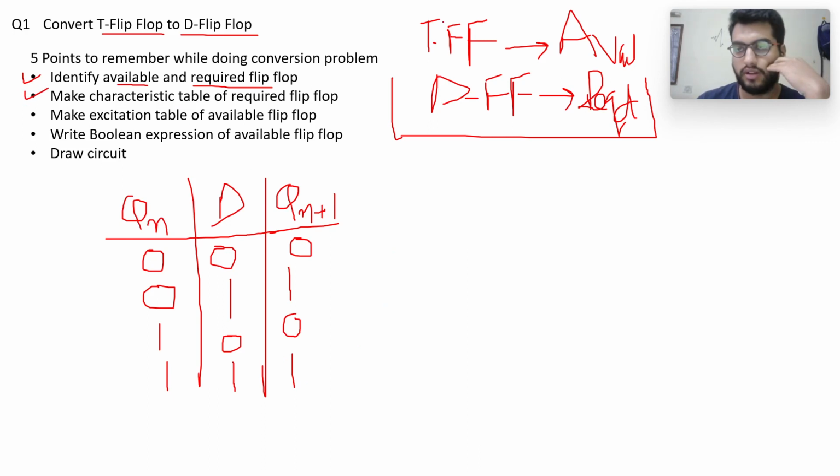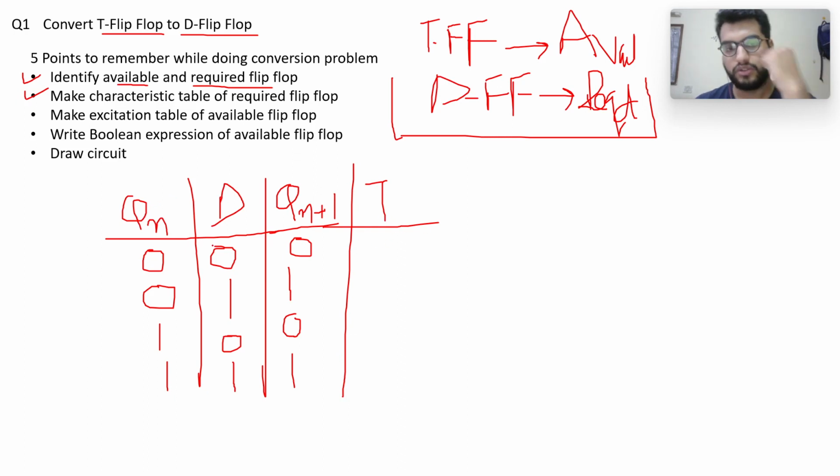First step was to find the available and required flip-flops. Second step was to make the characteristic table of the required flip-flop. Now we have the third step, to make the excitation table of the available flip-flop. The excitation table is made from the present state and the next state, and we have the input here. So what is the input for the excitation table of the T flip-flop? It's T, and based on Qn and Qn+1 we need to find out the value of T here. So we know that it follows the XOR logic.